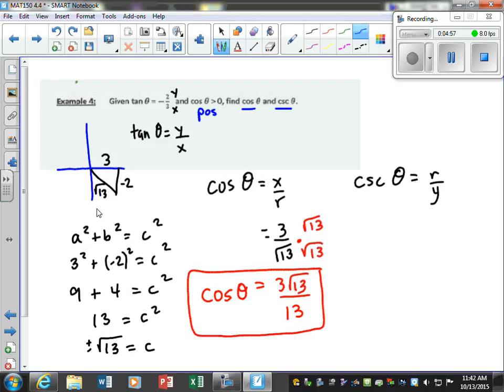Alright, and then let's do the same thing for cosecant of theta. What's the radius? It's square root of 13. The y value is going to be negative 2, so I just bring the negative out front. Okay, and that's all it asked. It didn't ask us to do all 6 trig functions, so those were the only 2 that we needed to do.